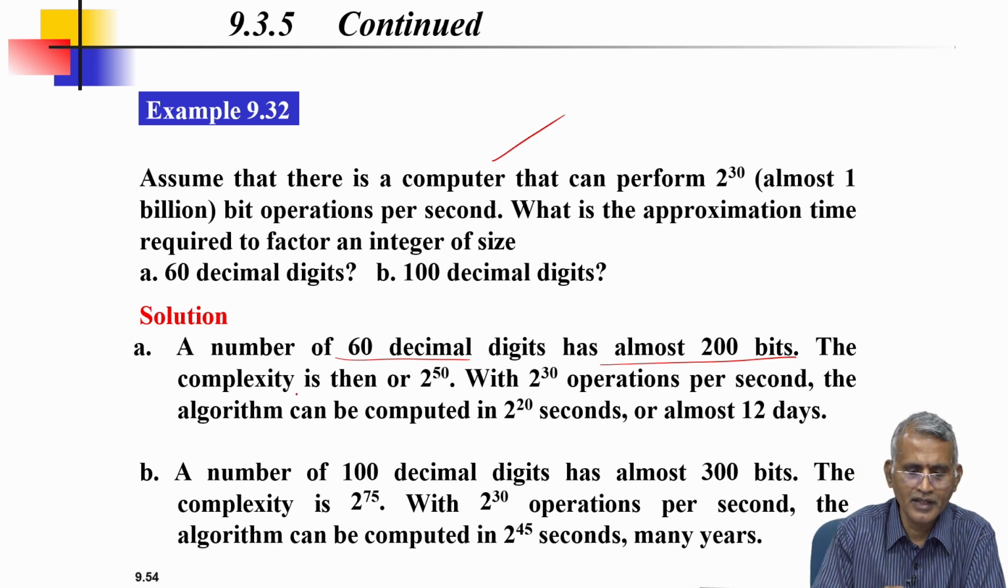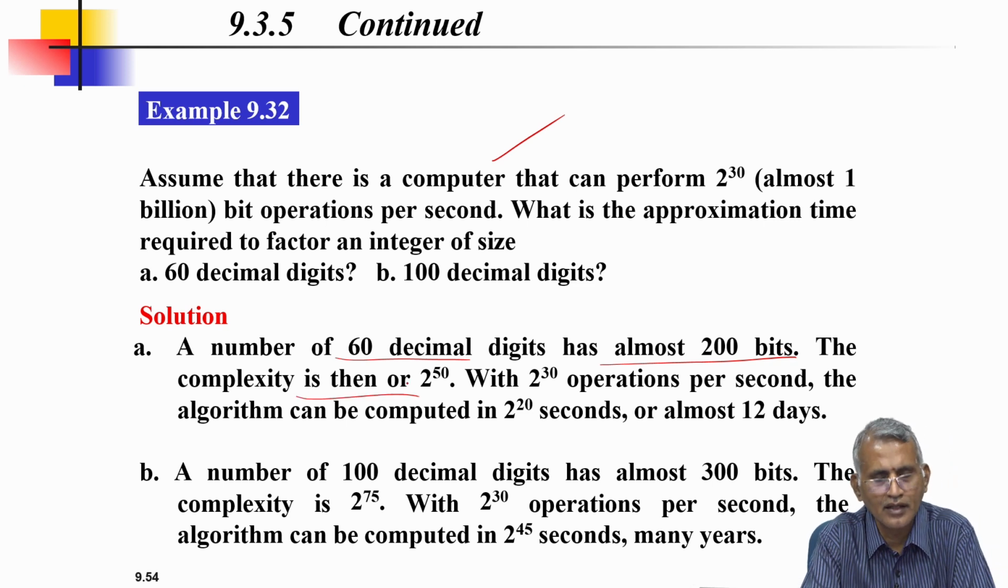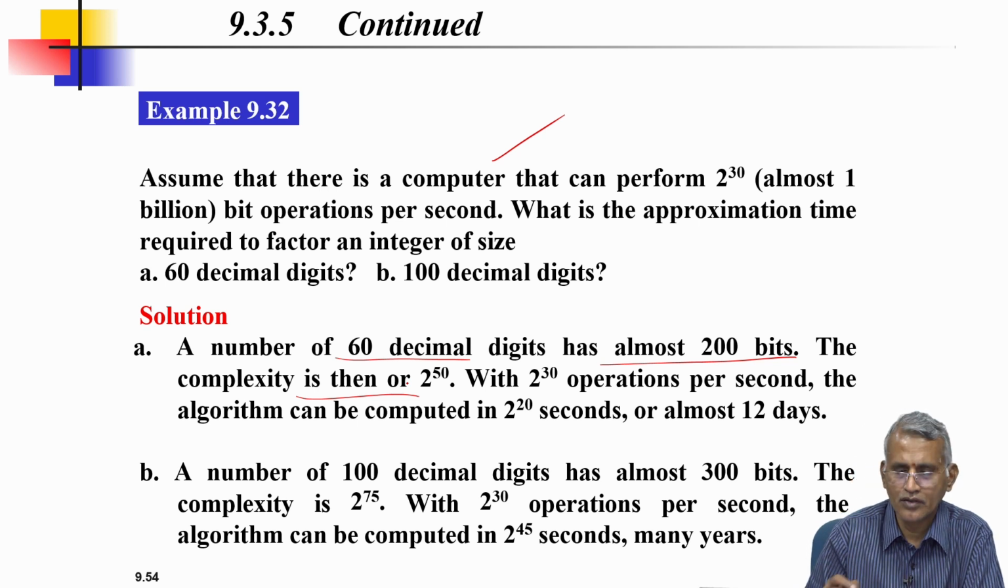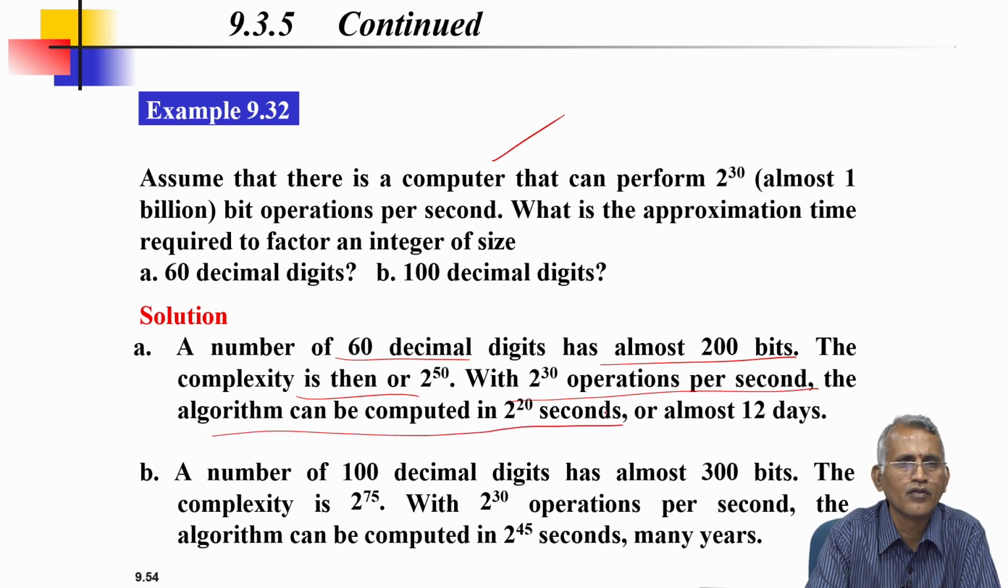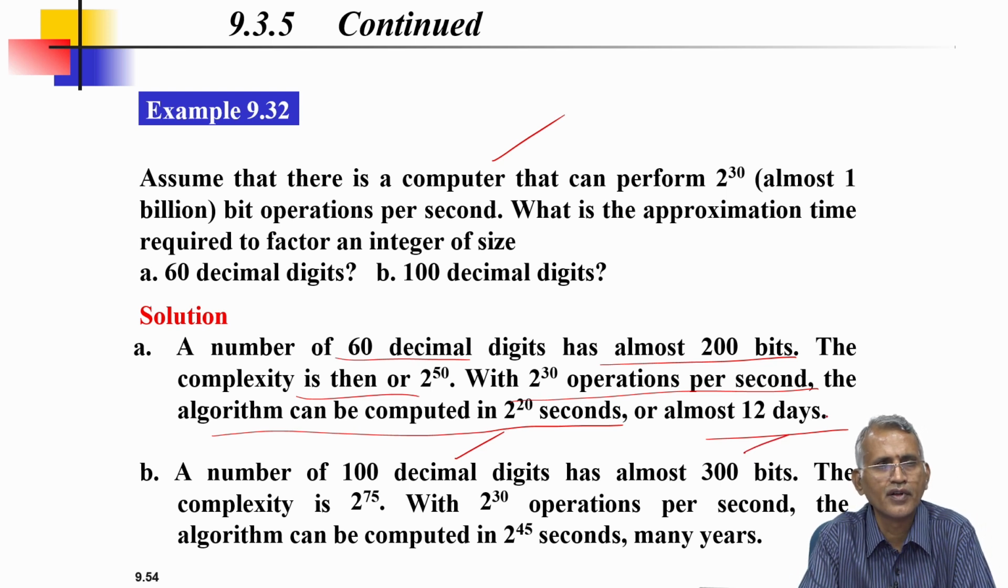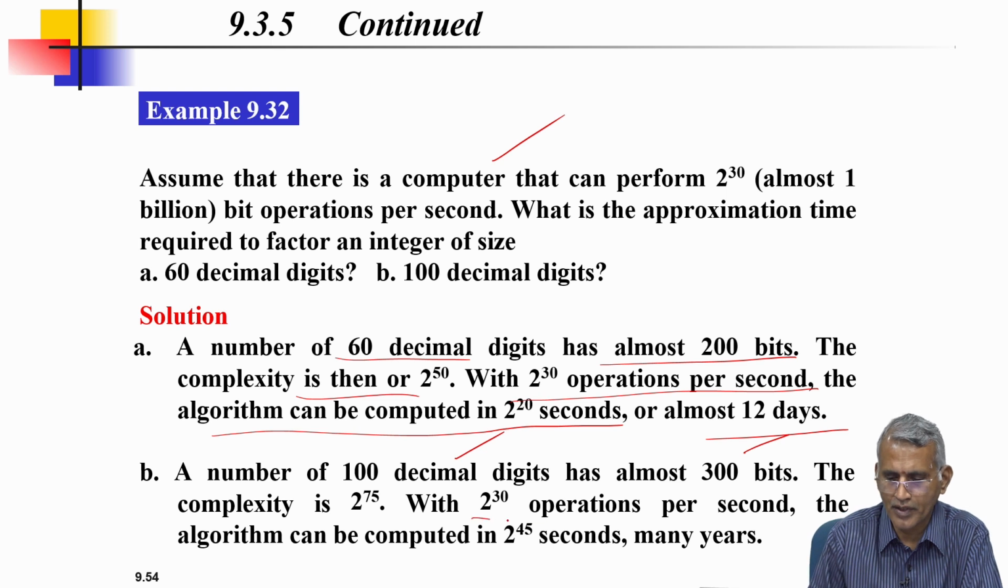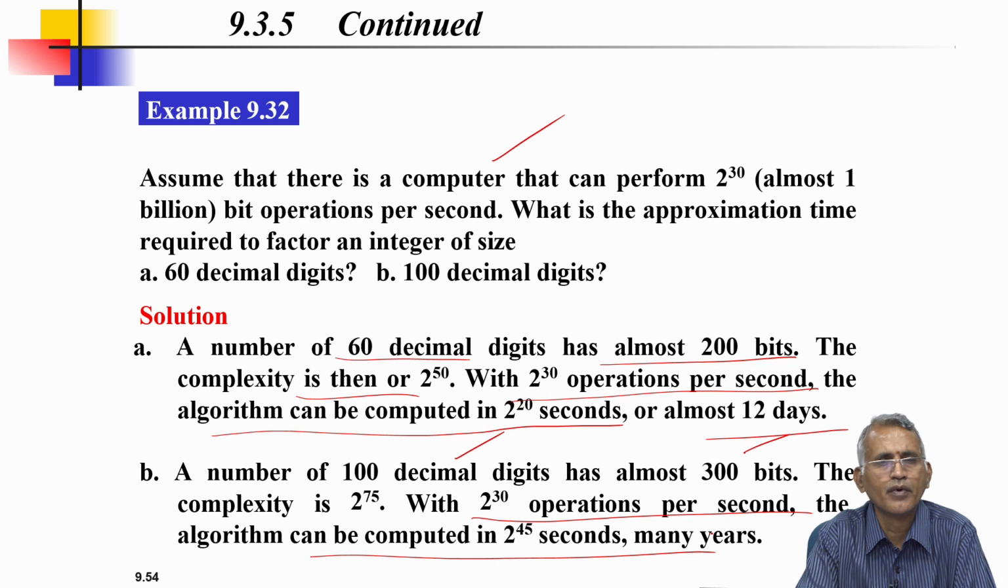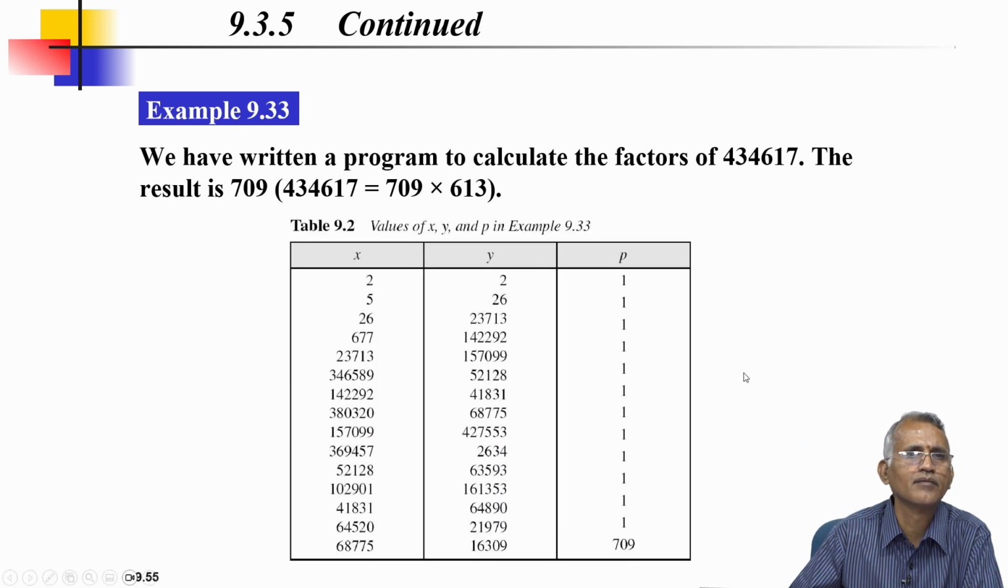So, the complexity is then 2 power 50. With 2 power 30 operations per second, the algorithm can be computed in 2 power 20 seconds, or almost 12 days. So, number 2, the number of 100 decimal digits is almost 300 bits. So, the complexity is 2 power 75. With 2 power 30 operations per second, the algorithm can be computed in 2 power 45 seconds, many years.